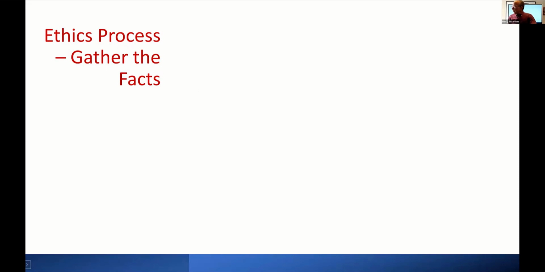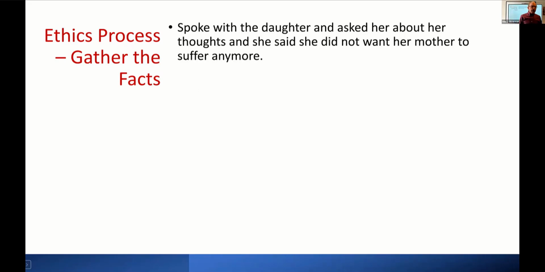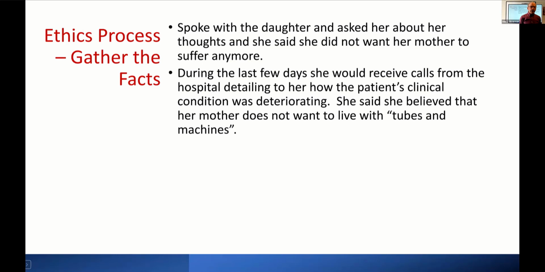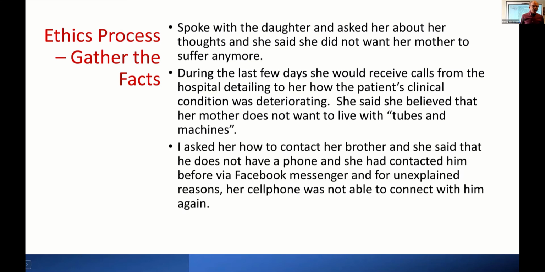We called for a consult, and we spoke to the daughter and asked her about her thoughts, and she again said she didn't want her mother to suffer anymore. And she said during the last few days, she would receive phone calls from the hospital, and she just didn't want her mother to suffer anymore and live with tubes and machines.